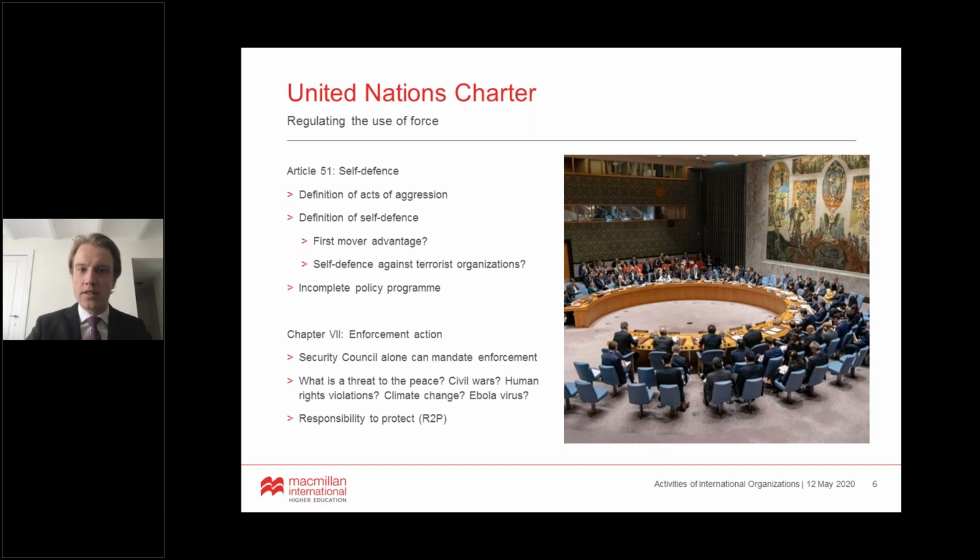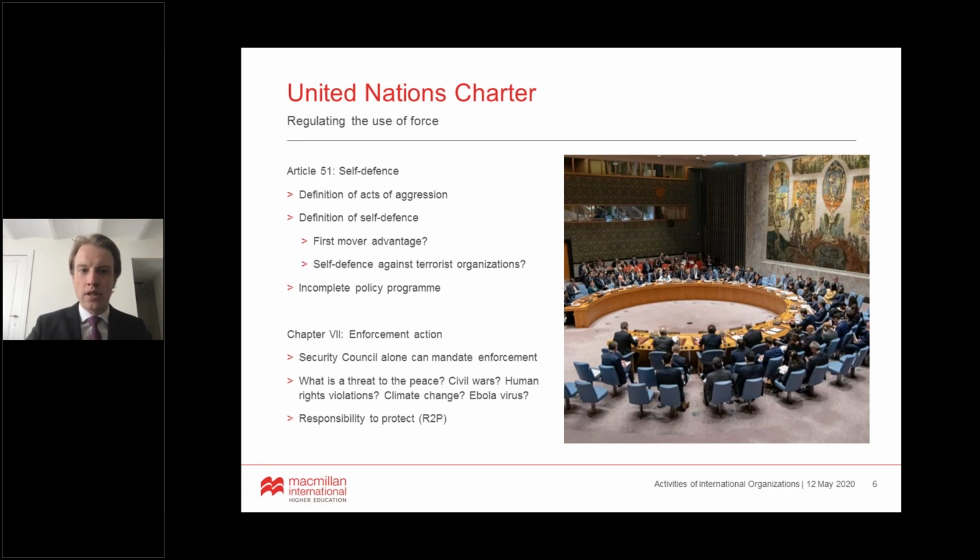Now, the French and Americans have said, yes, we're allowed to strike terrorists everywhere, but it could obviously also be interpreted as essentially engaging in another sovereign country, an act of aggression in itself. So when it comes to the exception where you're allowed to use force, Article 51, we're talking still essentially about an incomplete policy program. It's not fully clear where the boundaries of the law are. So that's one exception to the use of force.